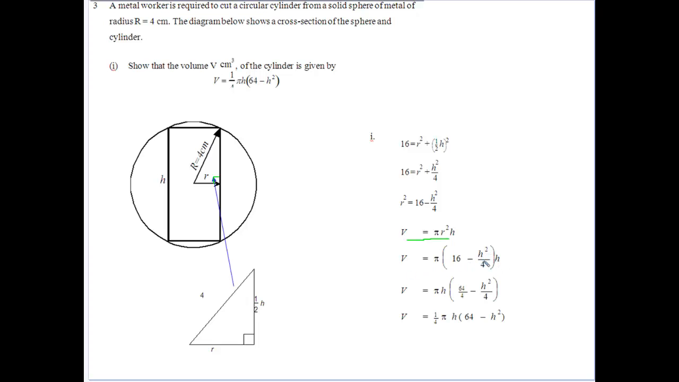And now it's just about the manipulation of algebra to get down to what we want, because we multiply, we can take our h out the front that way, we get pi h, and then we can factorise a quarter out of that one to get a quarter pi h, 64 minus h squared. So once we've got our volume, and subbed in r squared, the whole function's now in terms of h, it was just about manipulating the algebra and doing that.